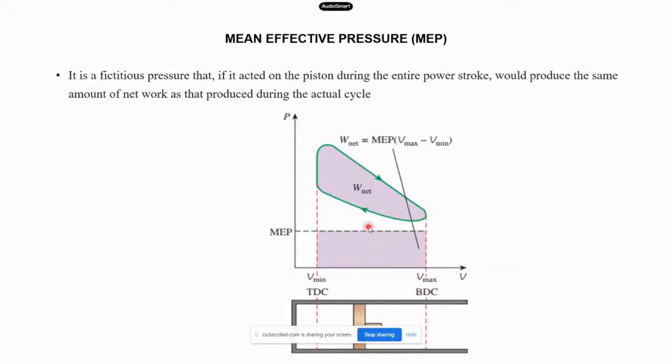From this sketch, you can see this area here is the net work. This area is equal to that area. So the net work is going to be the mean effective pressure multiplied by V1 minus V2. That is the mean effective pressure.